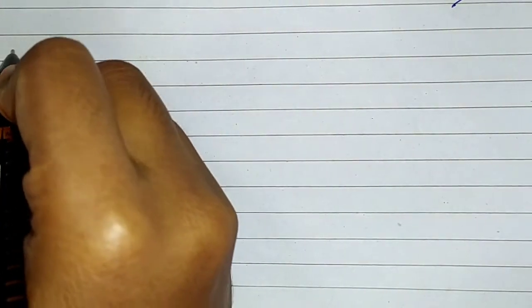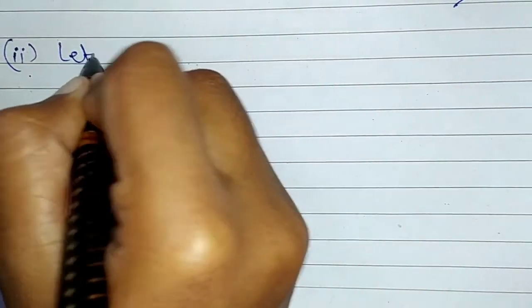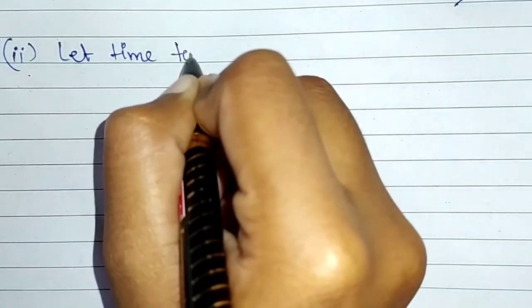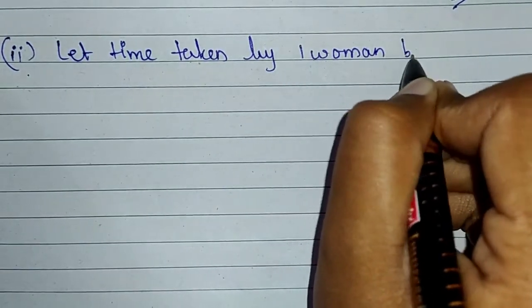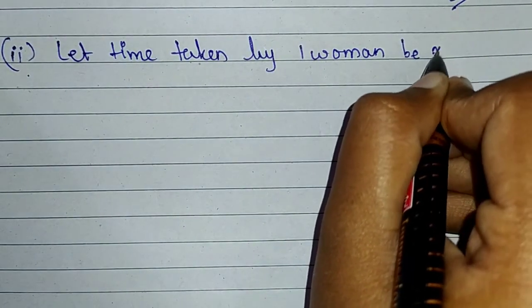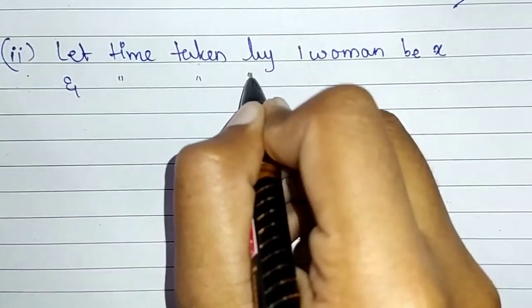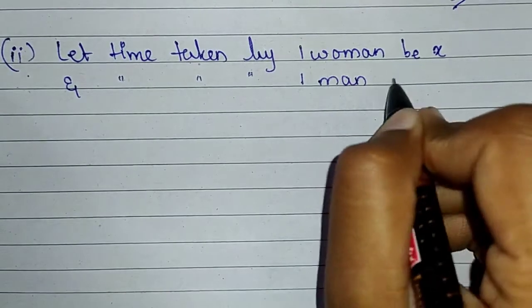So here in the second sub question, they have said 2 women and 5 men can together finish an embroidery work in 4 days, while 3 women and 6 men can finish it in 3 days. Find the time taken by one woman alone to finish the work and also the time taken by one man alone. So let the time taken by one woman be X and the time taken by one man be Y.